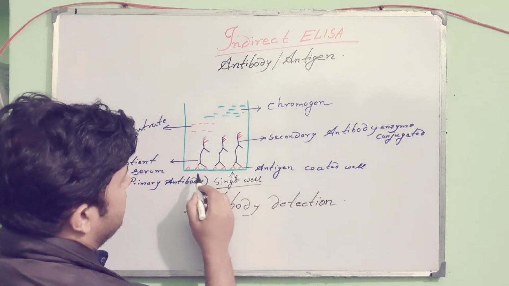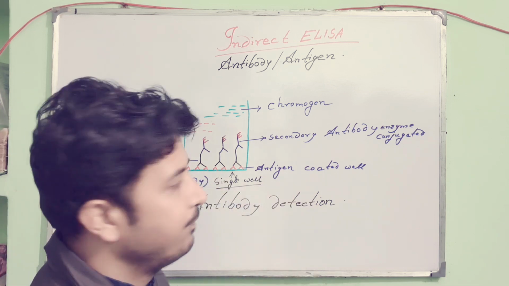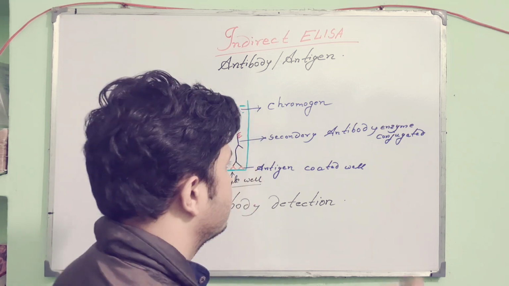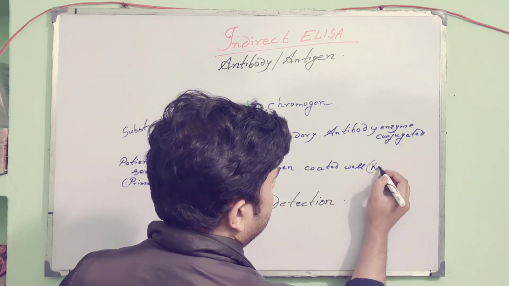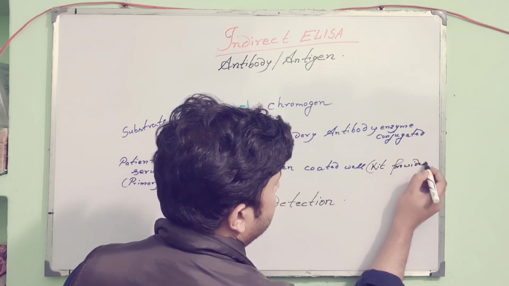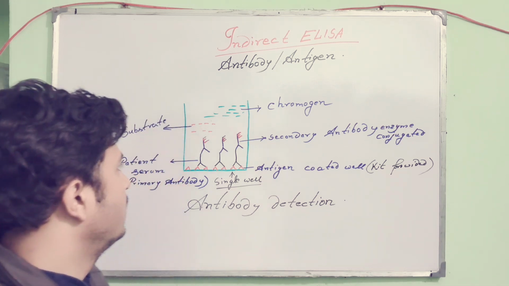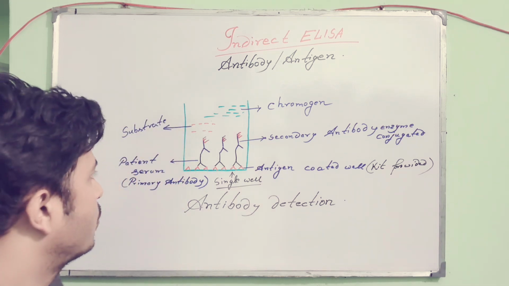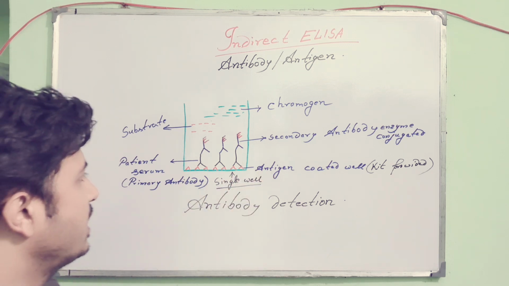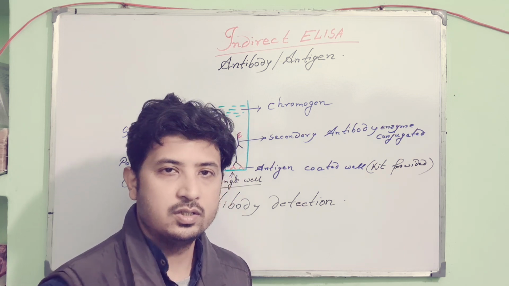As you can see, I have drawn in red color the antigen coated wells. Antigen coated wells are previously provided, that is, kit provided. The company which is manufacturing the kit for any virus or bacteria provides you the kit with everything, and those particular wells are coated with antigen. That antigen is against the desired organism's antibody you are searching for.